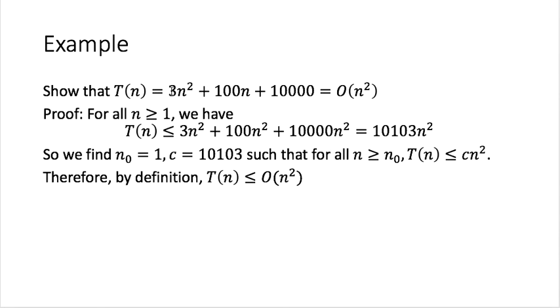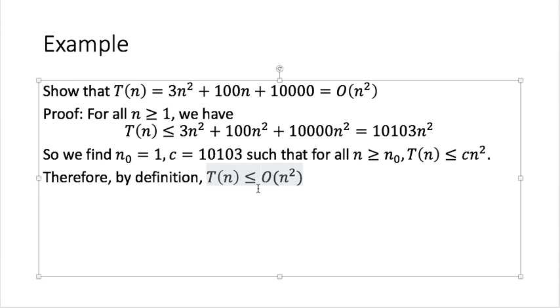And 1 is also less than or equal to n squared. So based on that, T(n) = 3n^2 + 100n + 10,000 will be less than or equal to 3n^2 + 100n^2 + 10,000n^2. If you add those up, it is 10,103 n squared. So we found n0 is 1 and the constant c equals 10,103, such that for all n greater than or equal to 1, T(n) is less than or equal to c times n squared. Therefore, by definition, T(n) is, here I mistyped, I should say T(n) is big O of n squared. Okay?